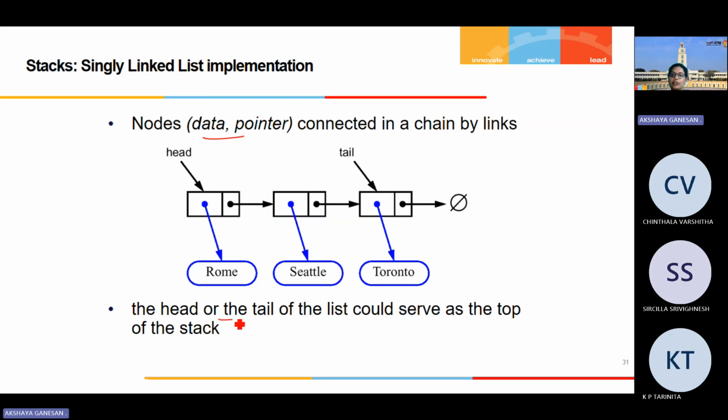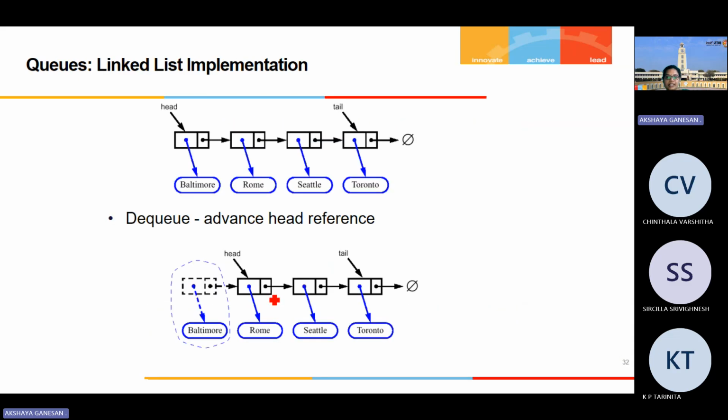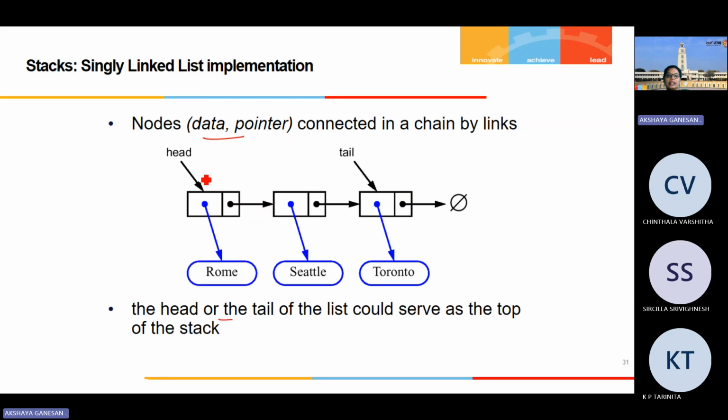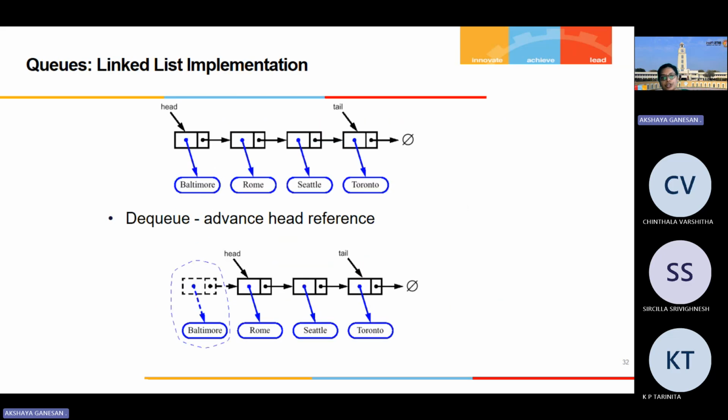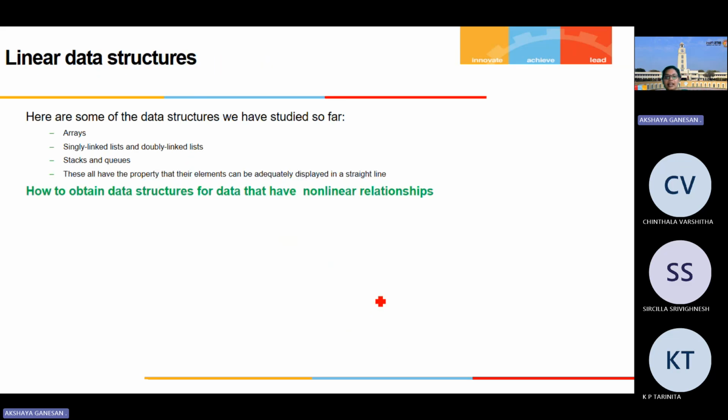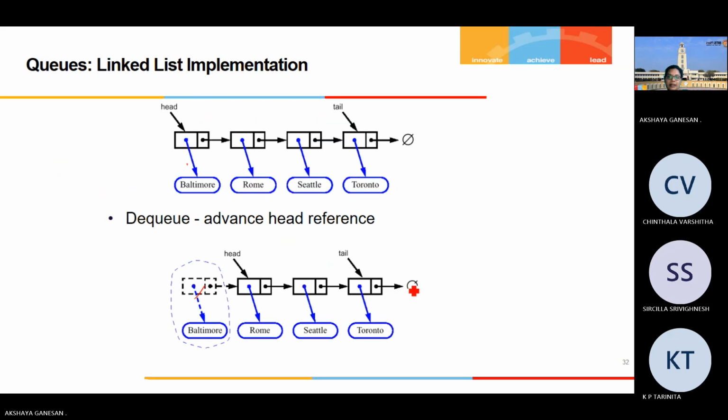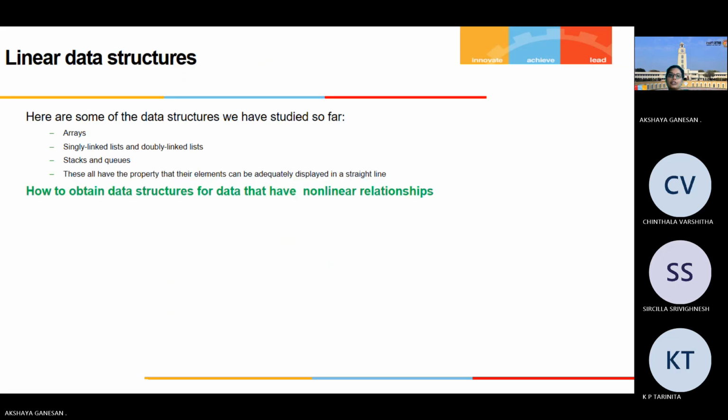The head or the tail of the list could serve as the top of the stack, right? So you can do all the additions and deletions using the head. Similarly, for a queue linked list implementation, you can use head and tail. Dequeue can happen at the head and enqueue can happen at the tail. So it is easier to do.